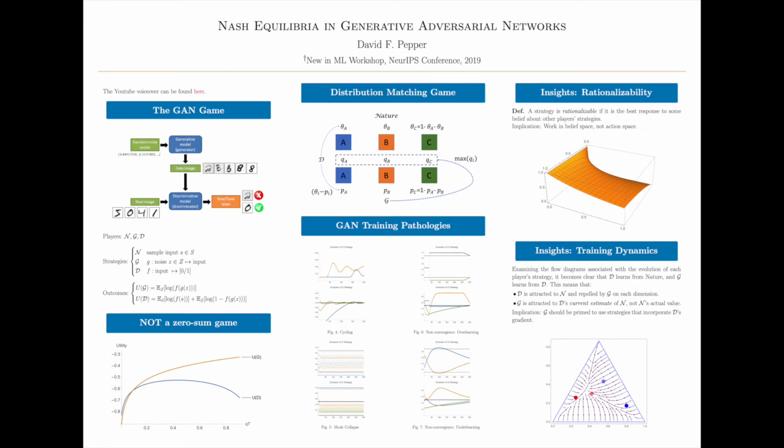So this is a game called the distribution matching game, where there are just 3 boxes, A, B, C, and the strategy for nature is every turn, with probability theta A, it chooses A, theta B, it chooses B, and theta C, or 1 minus theta A minus theta B, it gives a C. So there's some probability distribution over those.